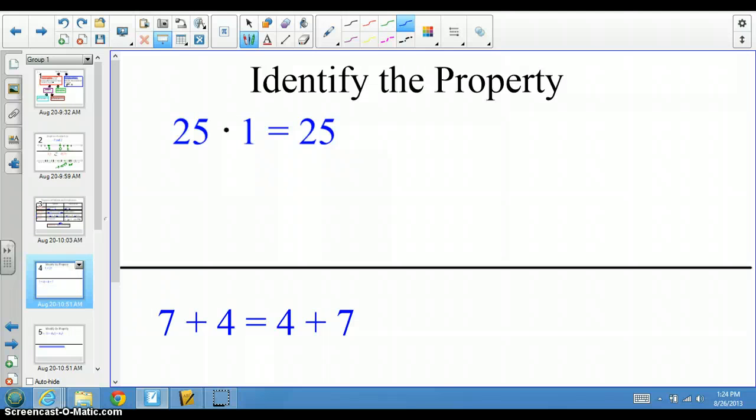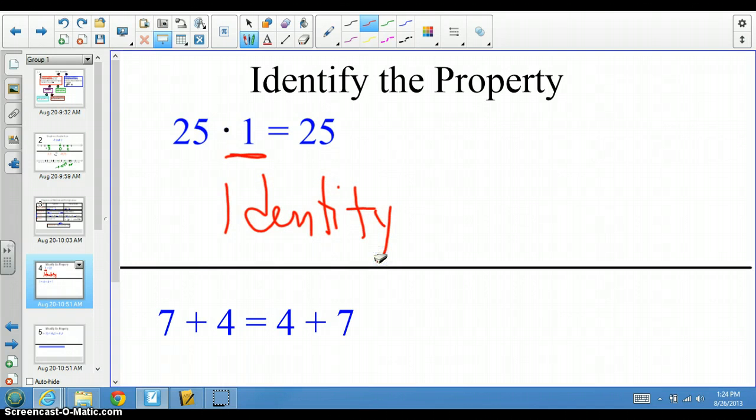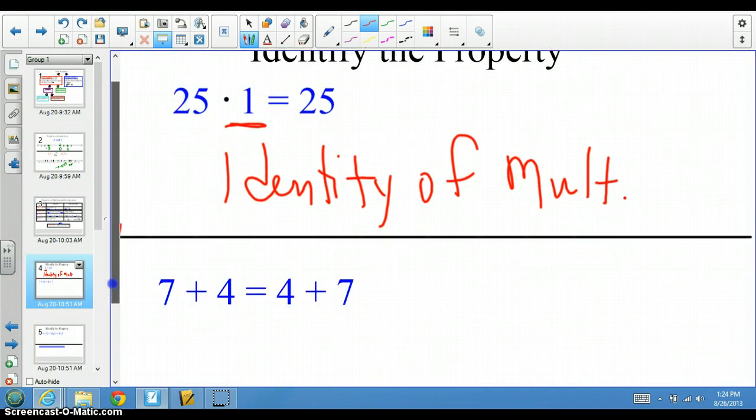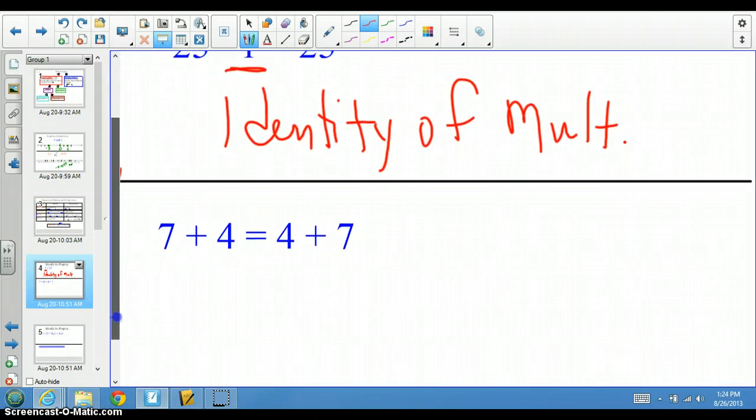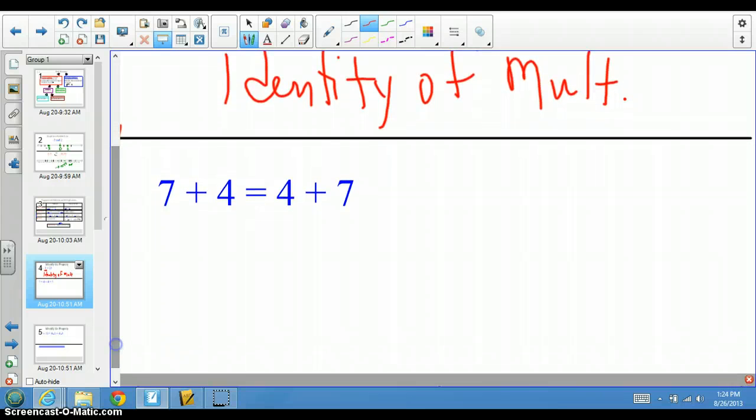So let's look at this first one. 25 times 1 equals 25. Well, if you notice, we're multiplying, so it has to be some type of multiplication property. And we're multiplying it by 1. That number is not changing, so it's still the identity property of multiplication. And you notice I just shortened multiplication. I don't want to have to rewrite it all the time.